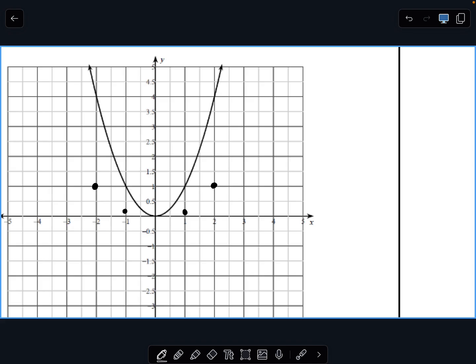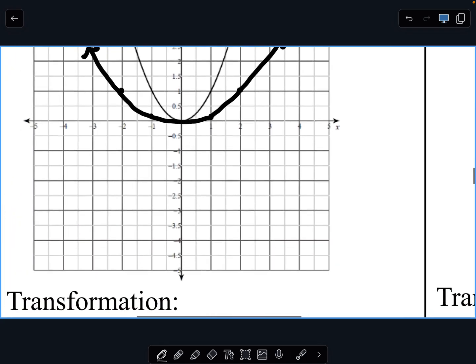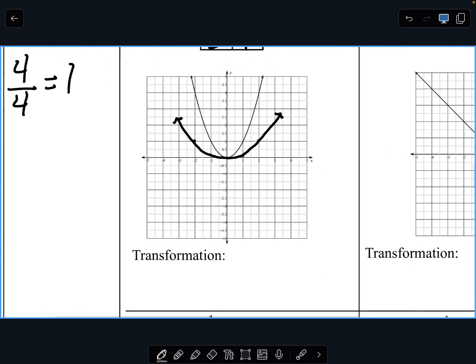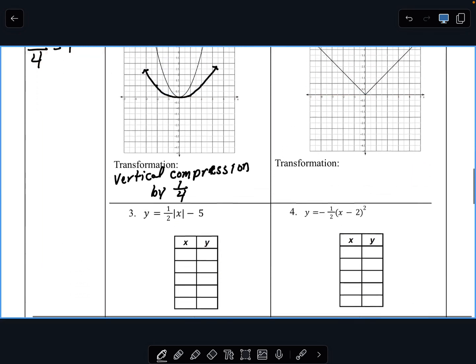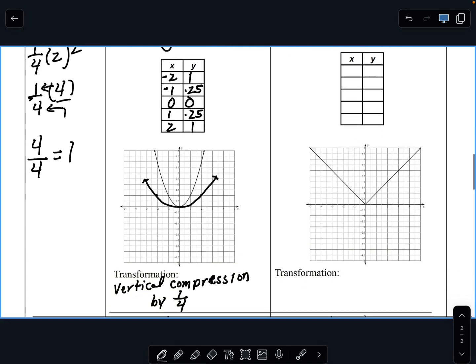So this is what my function looks like. And remember, it's a U because it's a quadratic. So as you can see, the compression made it move closer to the x-axis. Kind of compressed it down. And this was a vertical compression by 1/4. Okay. Let's do one more, and then I'm going to leave the last two for you to work on. And make sure you come to me if you're struggling.